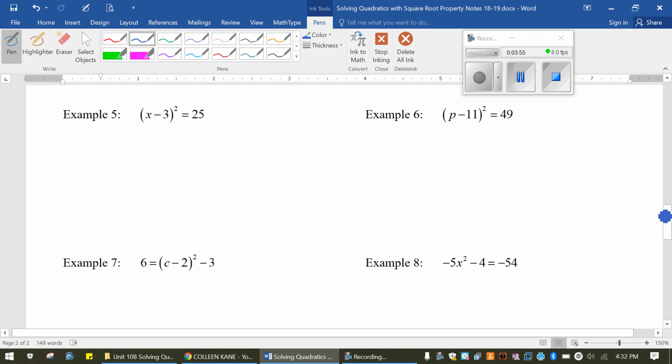Number 5 is the first one we have that's in this vertex form. And our squared is already isolated. We're going to take the square root of both sides. So this is x minus 3. Don't forget, plus or minus 5. Now when you add 3 to both sides, remember that 3 is going in front of plus minus 5. Don't leave your answer like this.